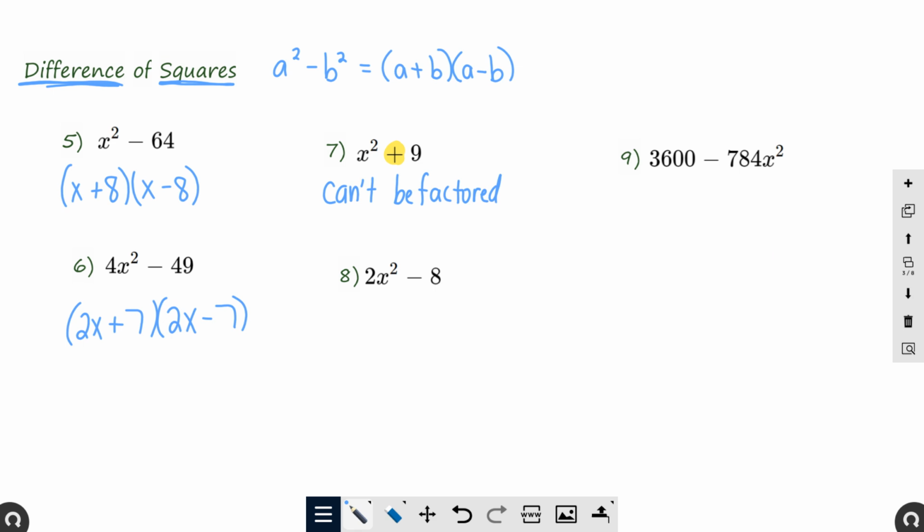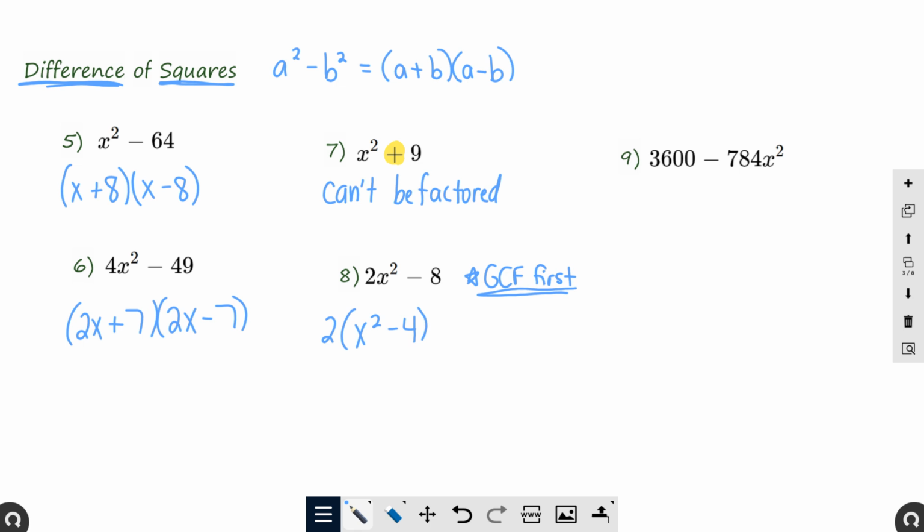All right, let's look at problem 8. 2x squared minus 8. Well, we have the subtraction, but what do you notice about these numbers? They're not perfect squares. But what's the first thing that we did on this page? GCF. Does this have a GCF? Yes. Always look for that GCF first. This one has a GCF, so we can take out a 2, and we're left with x squared minus 4. That's right. We could divide each term by 2. We're left with x squared minus 4.